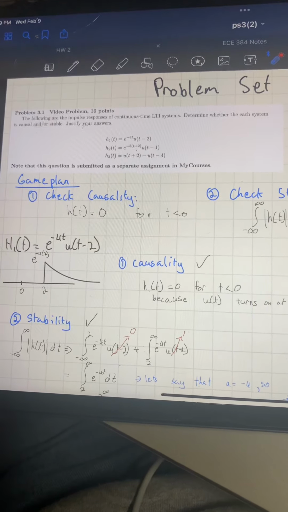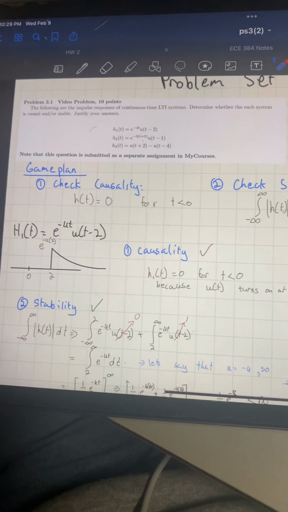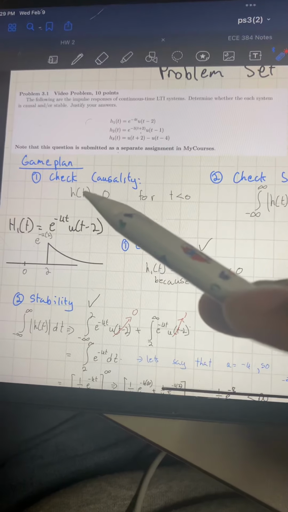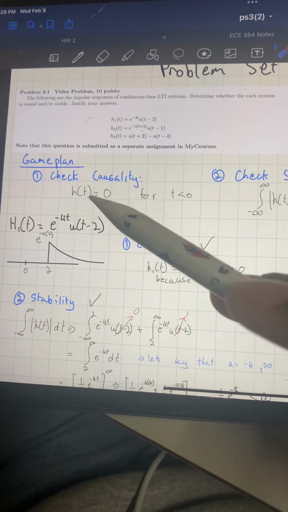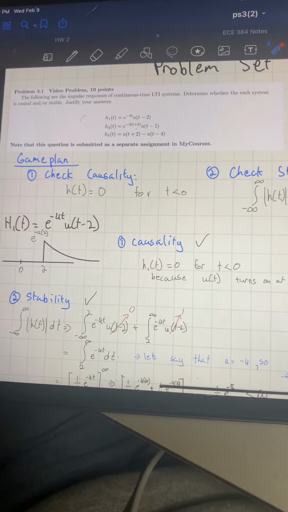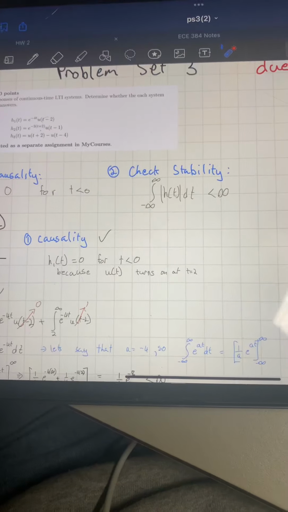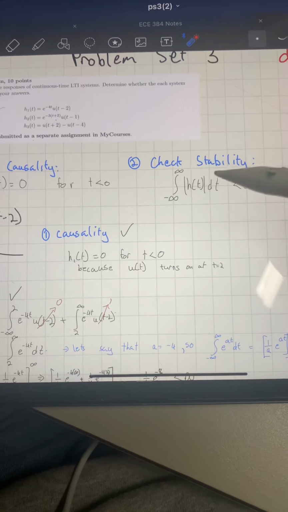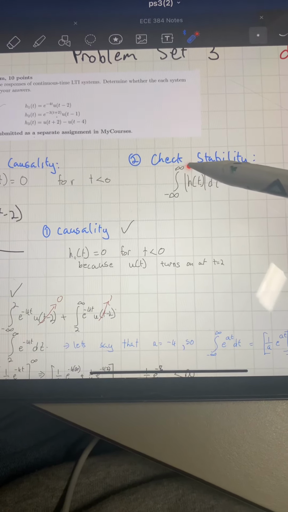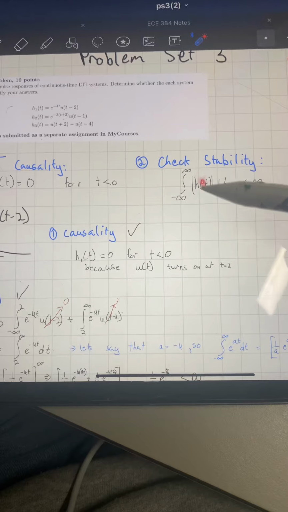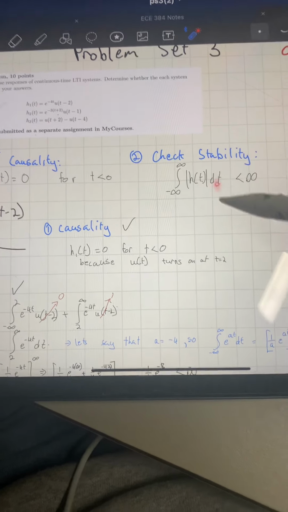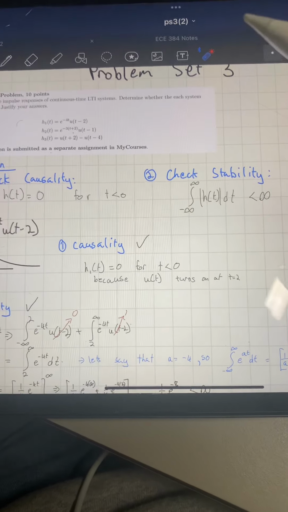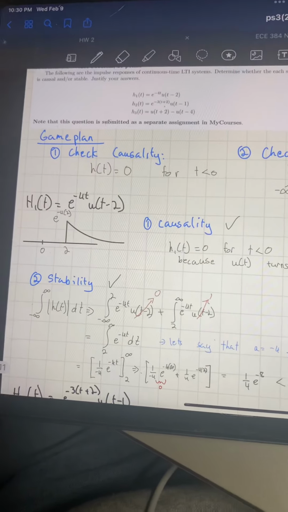So let's check our game plan. First, to check causality, we are going to check whether or not the system h of t is equal to 0 for t less than 0. And then for stability, we're going to check the integral from negative infinity to positive infinity of the magnitude of the system h of t, to check whether or not it is less than infinity. So let's get straight into it.